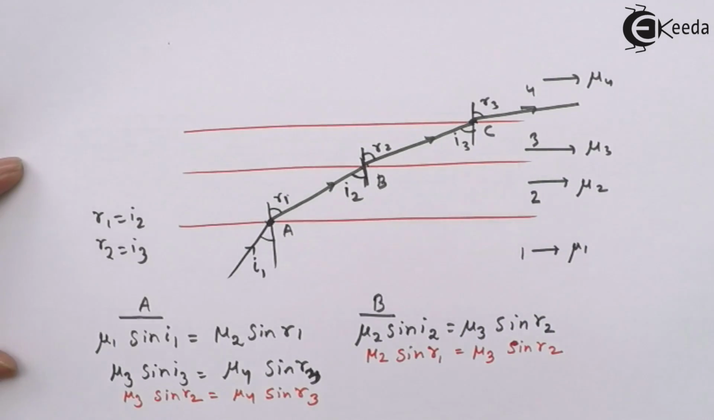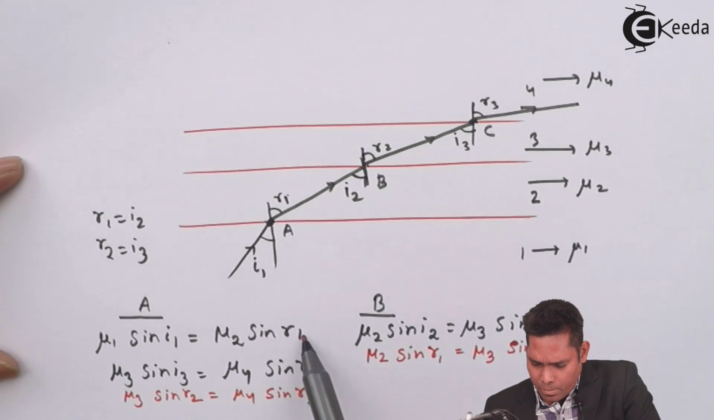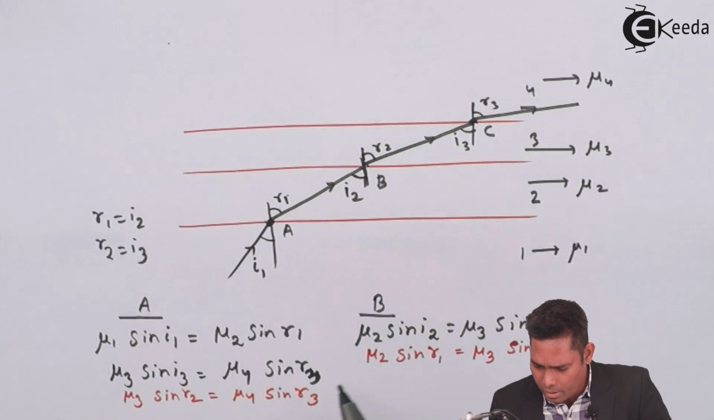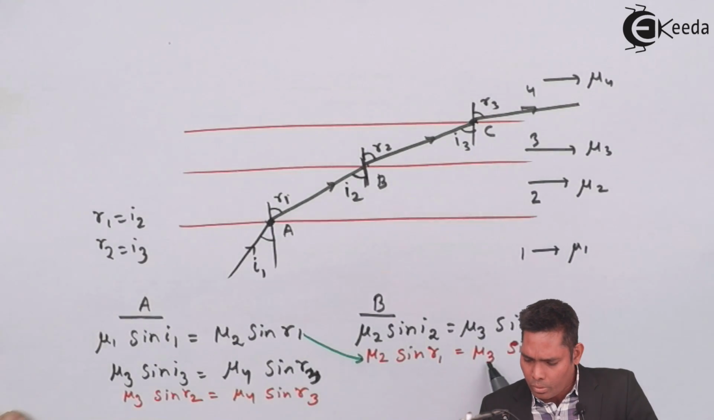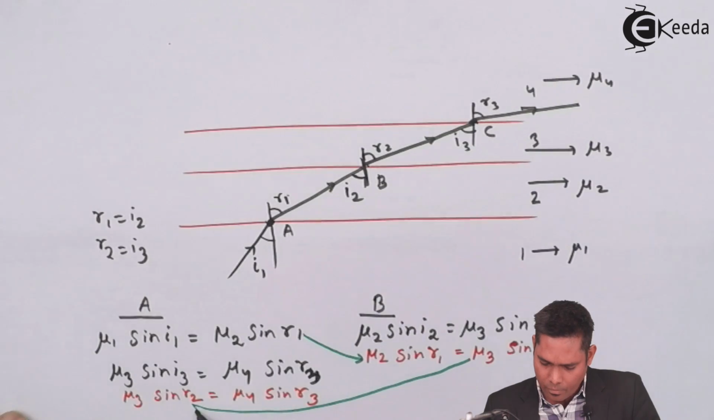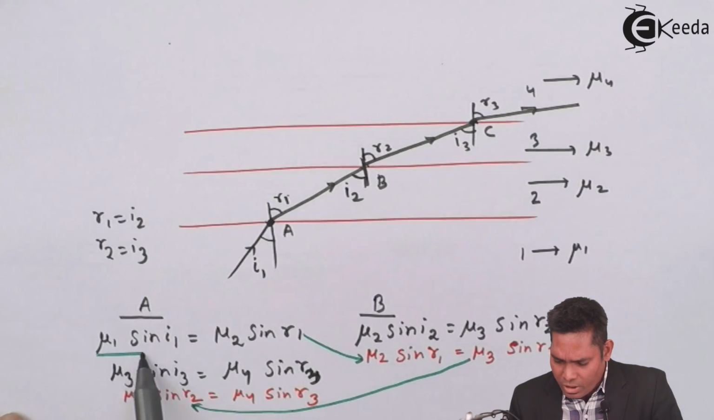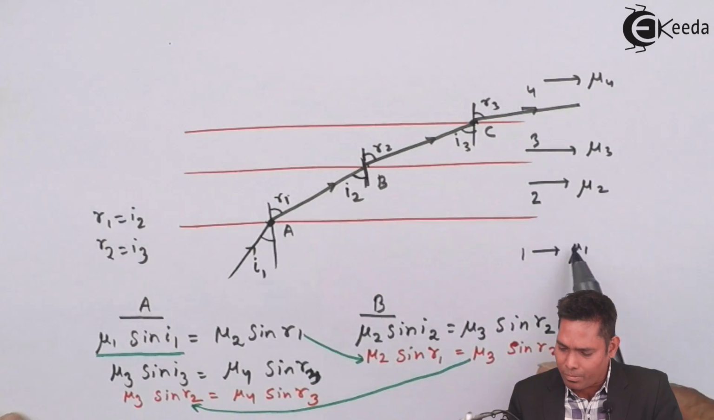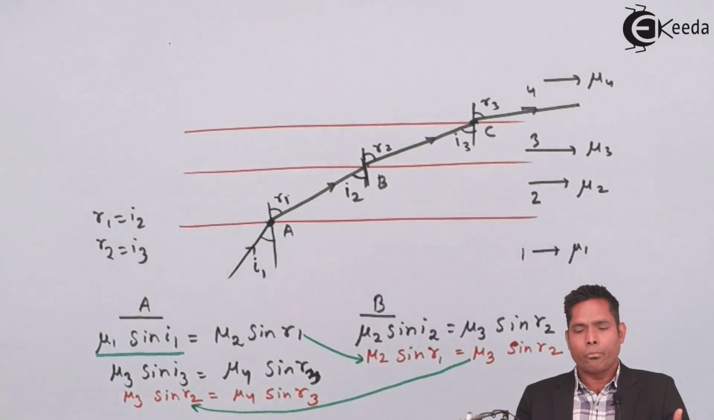What are you getting? You can see that mu1 sin I1 equals mu2 sin R1, and this mu2 sin R1 is equal to this one, and that is equal to mu3 sin R2, and that mu3 sin R2 is equal to this one, and that is equal to this. That means I can write the refractive index of the first medium and sine of this angle, with the refractive index of any medium with sine of that angle.